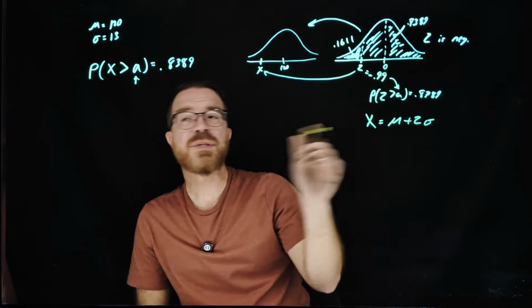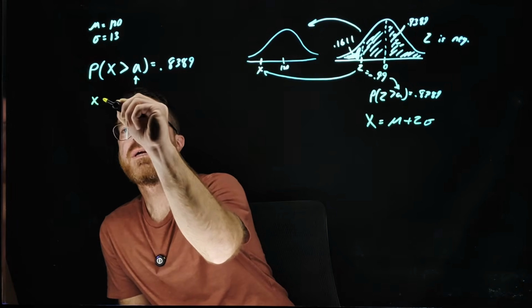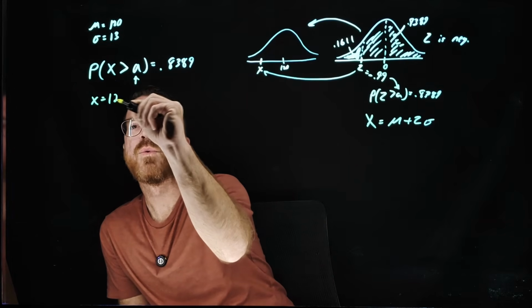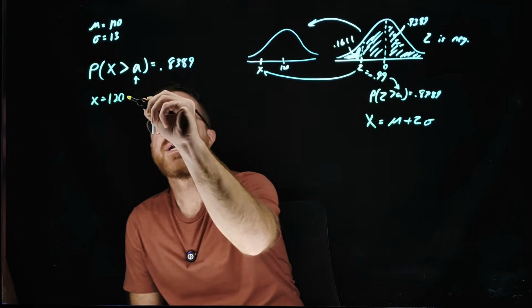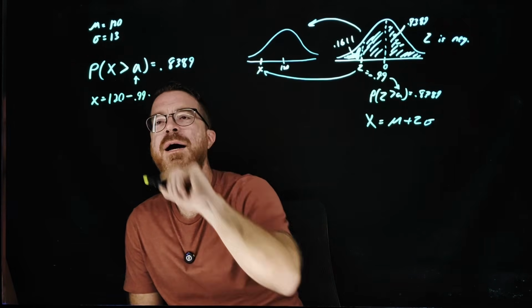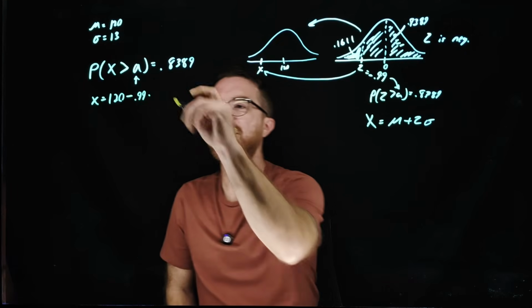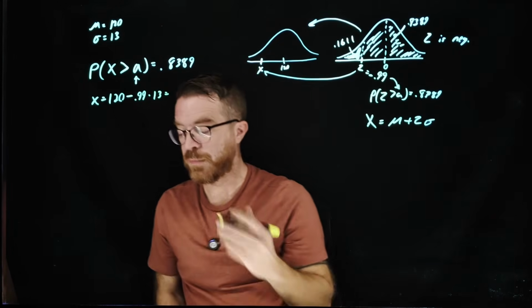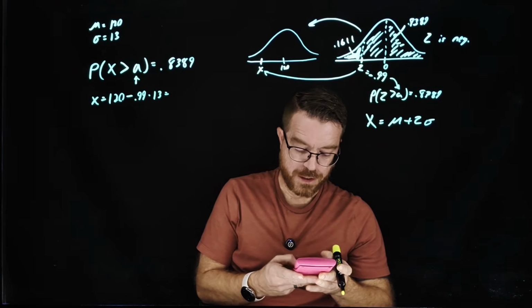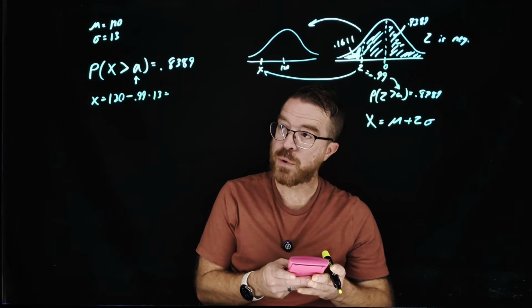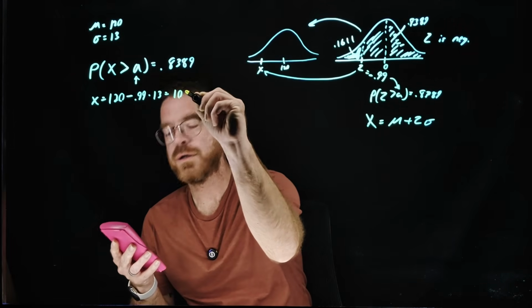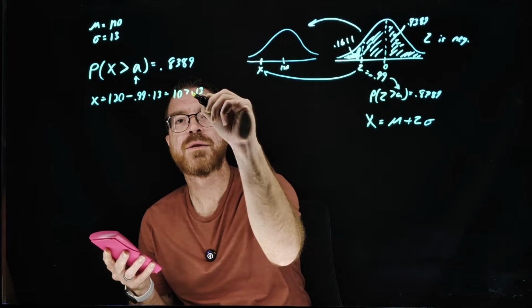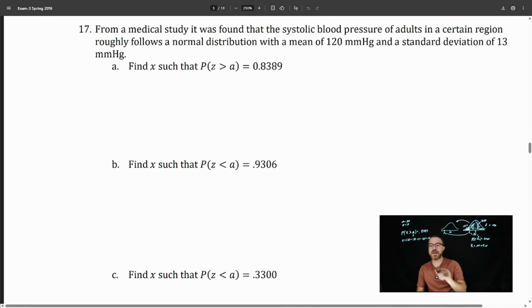Now in our case, we have X equals, we plug in mu, 120, plus negative 0.99, so minus 0.99 times sigma, which is 13. We plug this into our calculator, 120 minus 0.99 times 13, and we get an X value of 107.13.